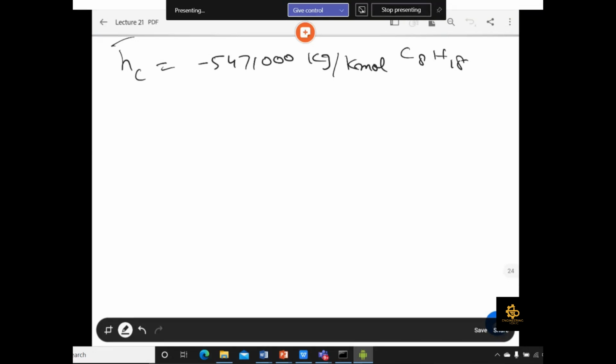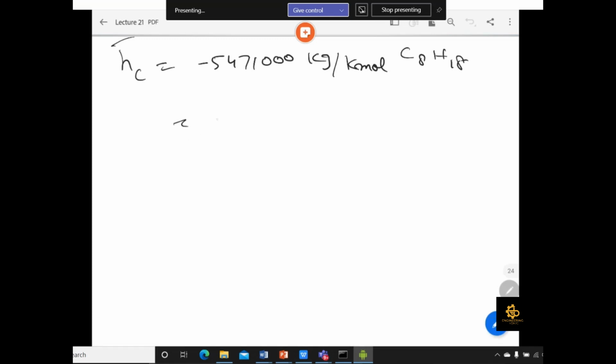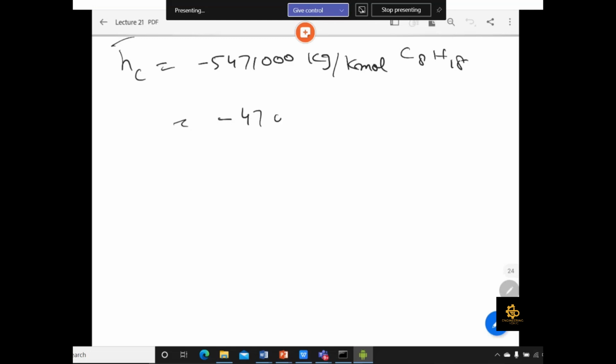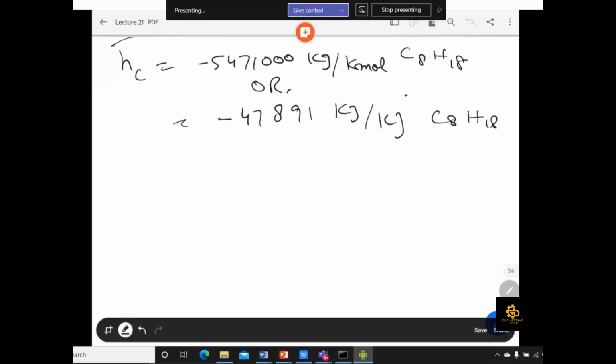And if you want to convert it into kilojoule per kg, simply divide by the molar mass, so it will be equal to minus 47,891 kilojoule per kg of C8H18. So you can write it in terms of kilomole, and also in terms of kg. If you have any question, you can ask me.